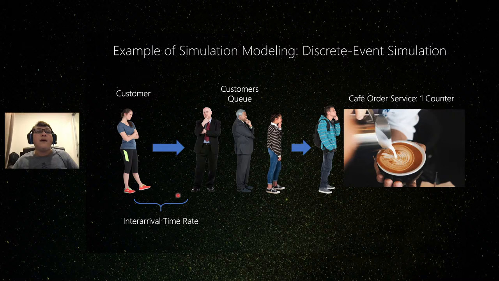So in discrete event simulation, we don't care about how long they're going to wait. We just want to know what is the time rate that the customers will come. So when this customer comes, you hit the timestamp. Boop, timestamp. When the customer jumps to the queue, you hit the timestamp again. And then you know the inter-arrival time of this.